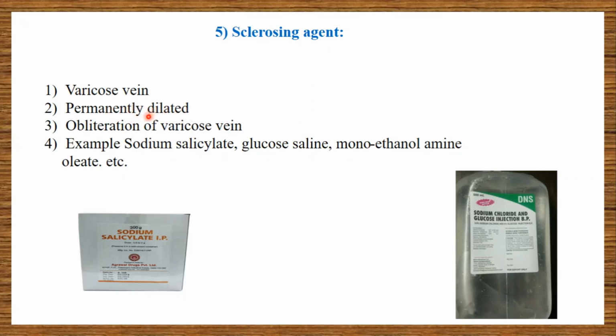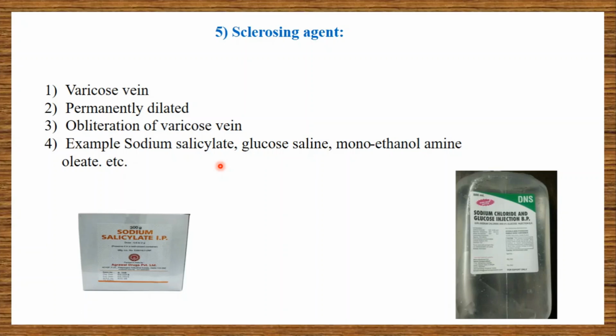The role of this sclerosing agent is to irritate the internal layer of the vein, which causes adhesion of the endothelium and the vein is closed. So they are used for the obliteration of varicose veins. Examples of these sclerosing agents are sodium salicylate, glucose saline, and monoethanolamine oleate. The sclerosing agent irritates the inner layer of the vein, and it is used for the obliteration of varicose veins.